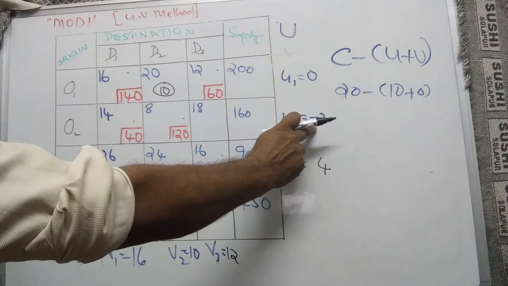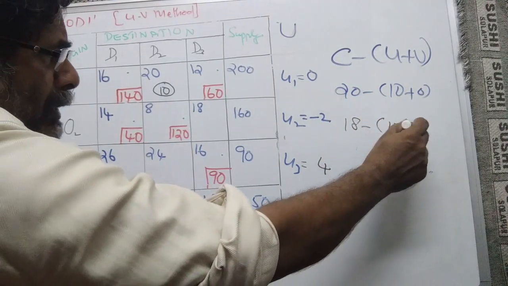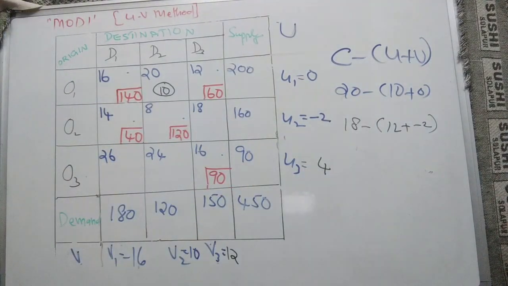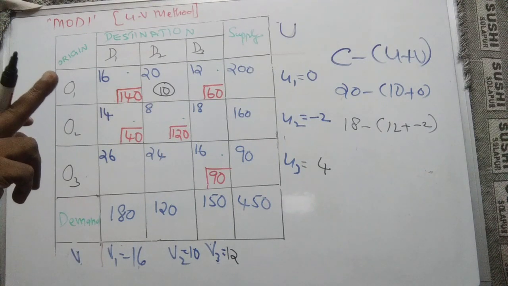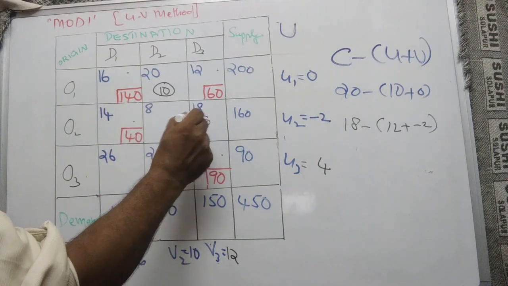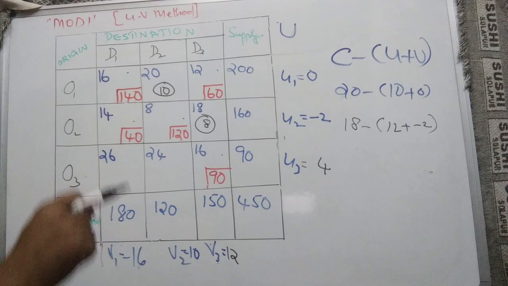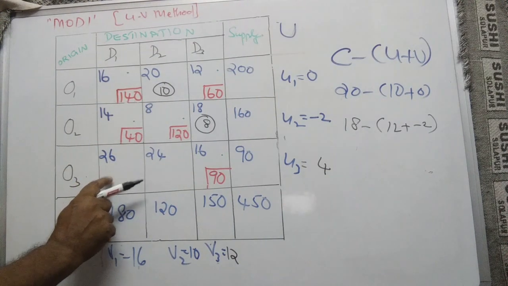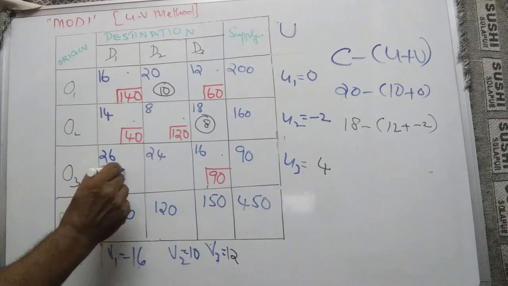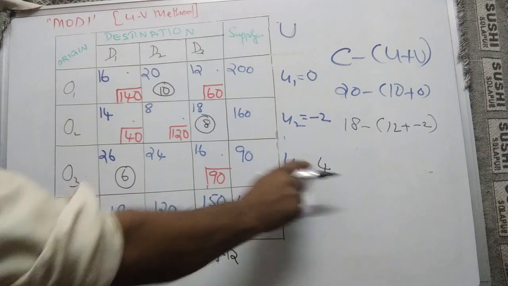Then here 18 minus (12 plus minus 2), that is 18 minus 10, which is 8. Here 16 minus 2, 14. Here it is 26 minus (16 plus 4), that is 6. Then 24 minus (10 plus 4), 14.